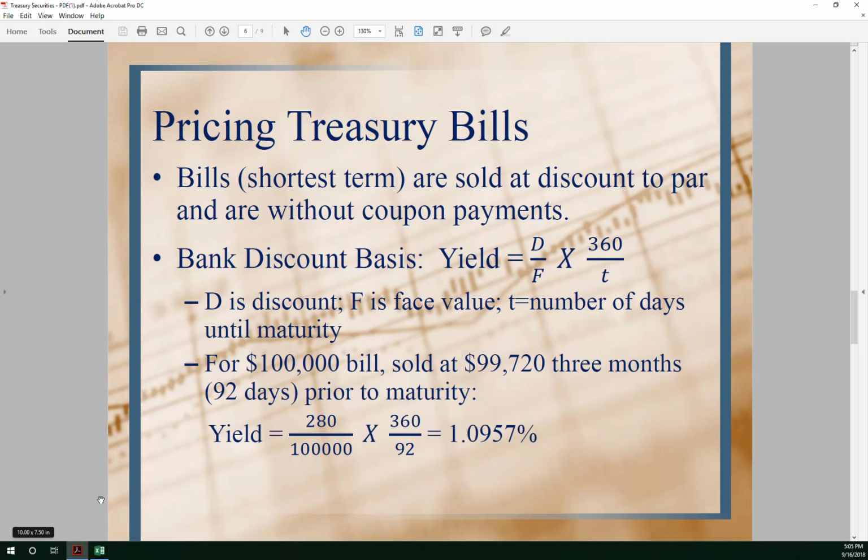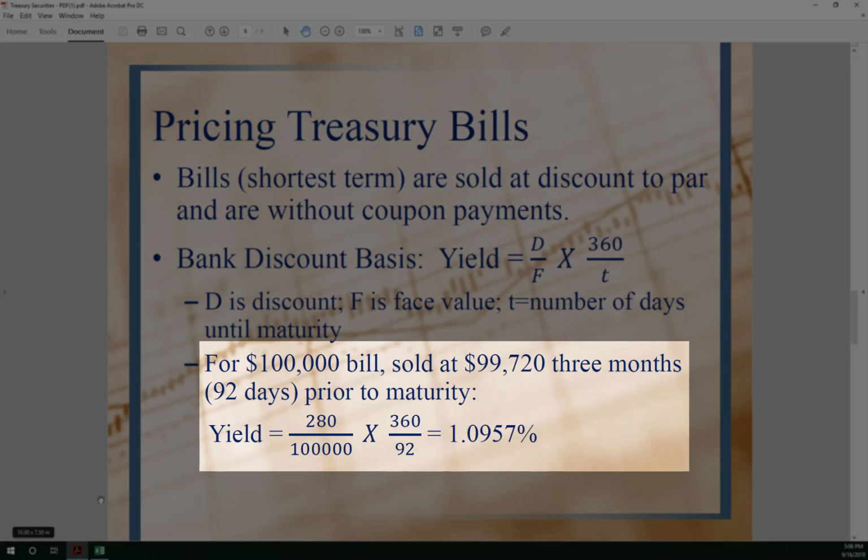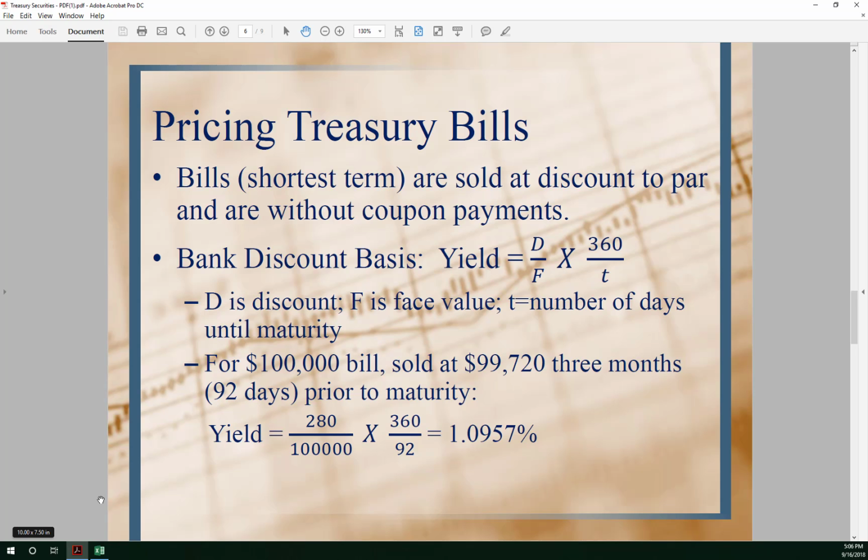So for example, let's say we have a $100,000 bill. That would be the face value. It's sold at $99,720. So the discount would be the difference between those two, so $280. It's 3 months until maturity, and in this case that's going to be exactly 92 days. And so if we plug all that stuff into the formula, we get this result of 1.0957%. That's the yield for this 92-day security reported on a bank discount basis.